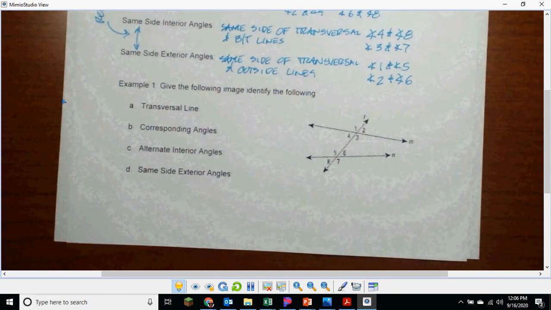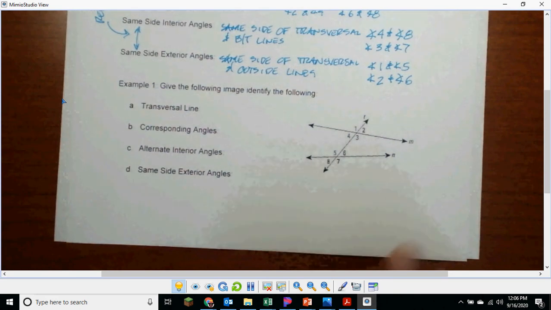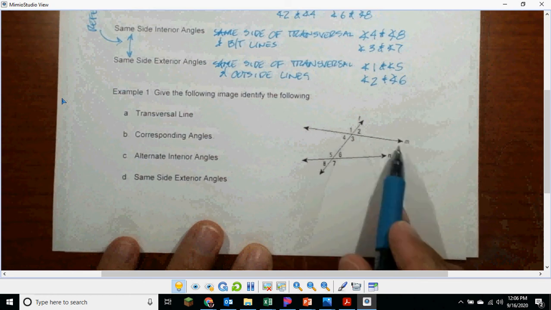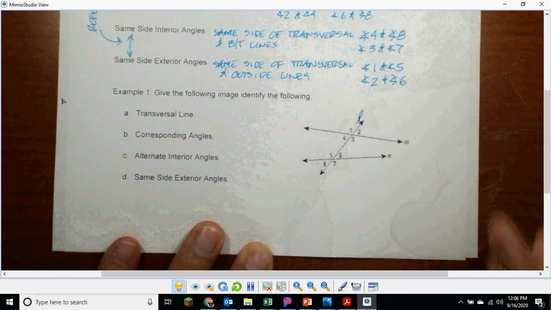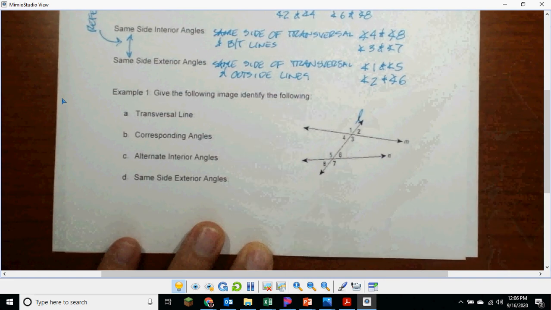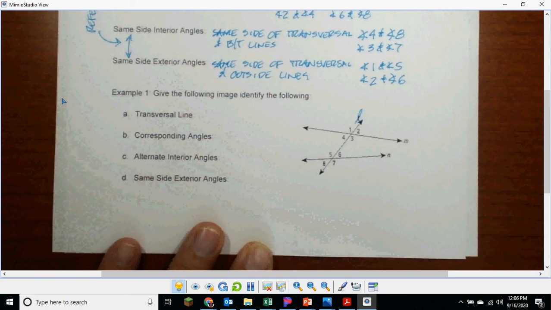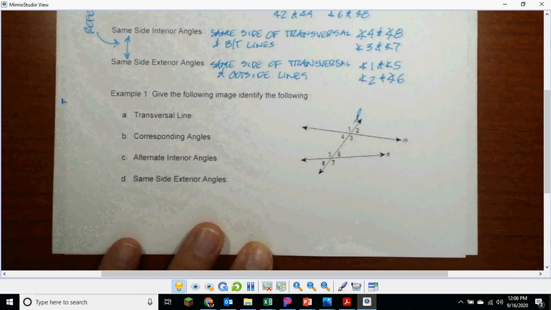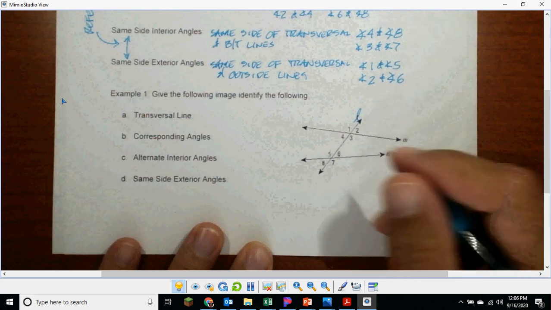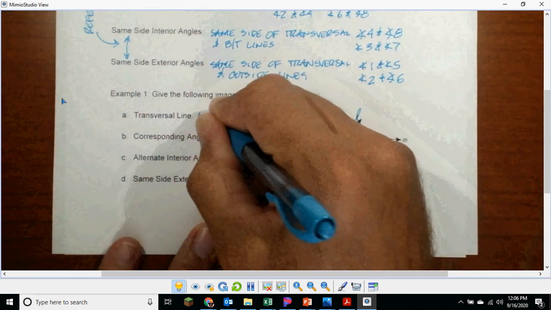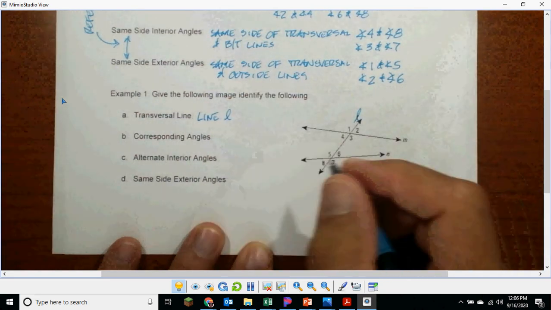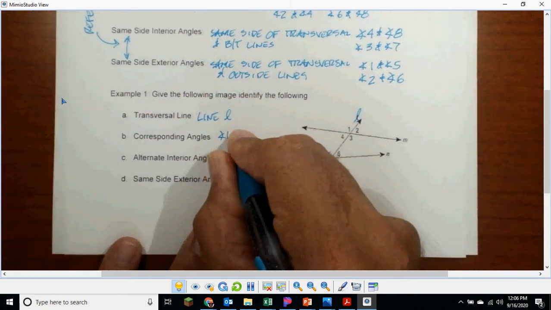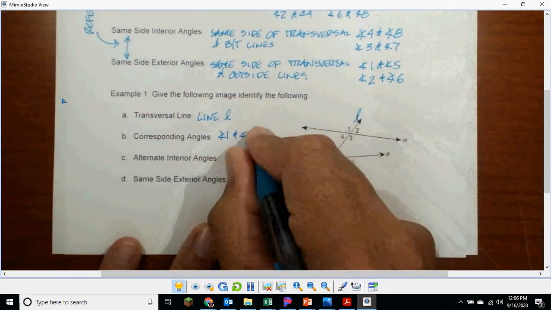See then if you can come up with examples for what's going on down here in our diagram below. We've got two lines, M and N, that are cut by this transversal. We're going to say that's an L. Go ahead, pause the video, try to fill them all out, and then come back and check your work. Even if you didn't, I'm going to give you the answers. So the transversal line is line L. That's the line that cuts through the other two lines. Corresponding angles, a lot of examples of those, but angle 1 and angle 5 are corresponding.